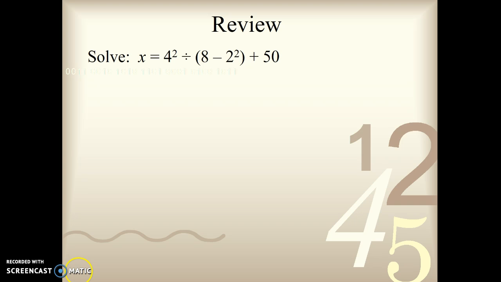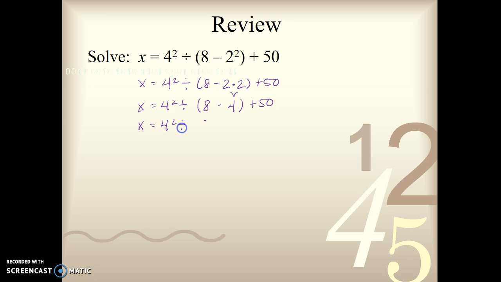All right, we have x equals 4 squared divided by 8 minus 2 squared in parentheses plus 50. First thing we need to do, of course, is solve in the parentheses. So we will expand that 2 to start with, since that's an exponent. And then we'll work within the parentheses. So now we have 8 minus 2 times 2, of course, is 4. And then finish writing the rest of our problem.